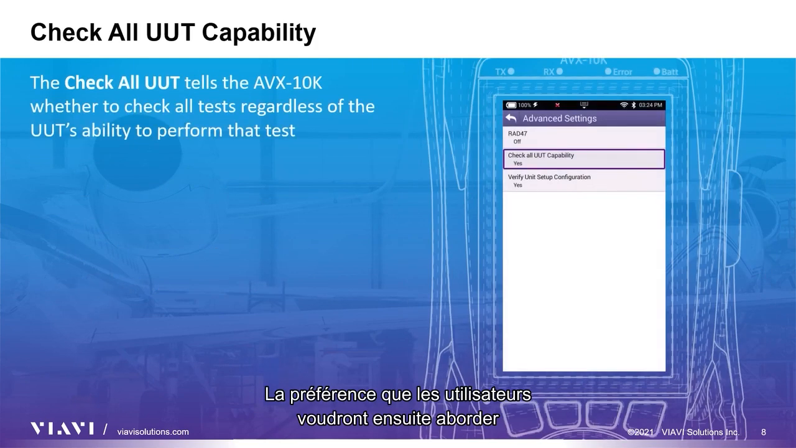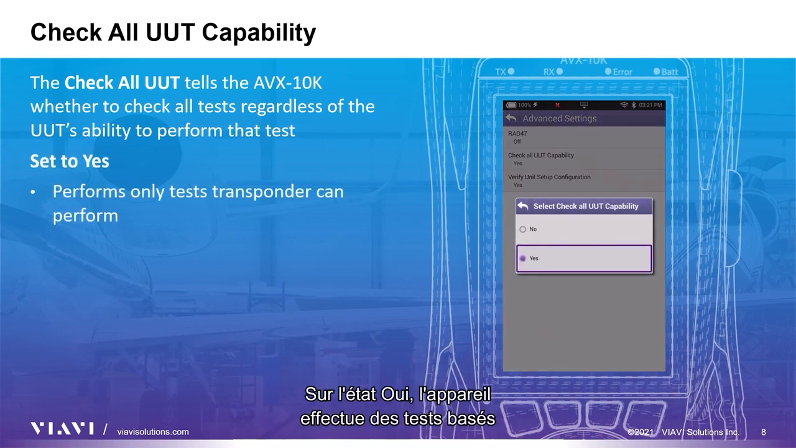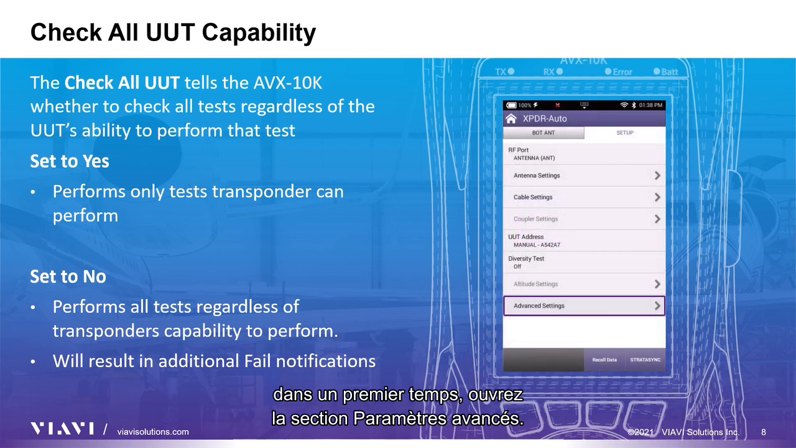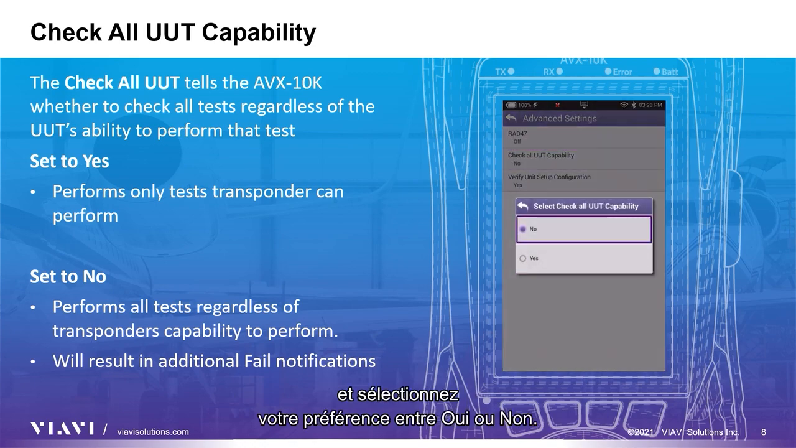The next preference users will want to address is the Check All UUT Capability option. In the Yes condition, the test set performs tests based upon the transponder's reported capability. In the No condition, the test set performs all possible tests for any transponder regardless of the transponder's reported capability. To turn off or on the Check All UUT Capability setting, first, open the Advanced Settings section. Then press the Check All UUT Capability button and select your preference of Yes or No.